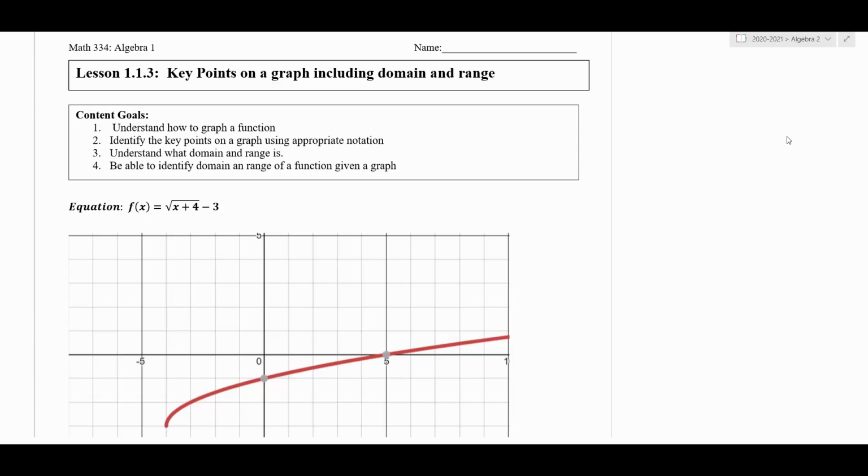Today we're going to be talking about key points on a graph, and this time we are going to include domain and range. All right, so our goals for today are to understand how to graph a function. We talked a little bit about that yesterday where I showed you how to use your calculator and the table feature to create that graph. We're going to identify key points on the graph using appropriate notation again. We want to understand what domain and range represents and then be able to identify domain and range of a function given a graph.